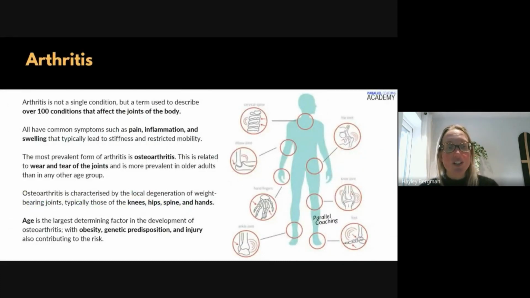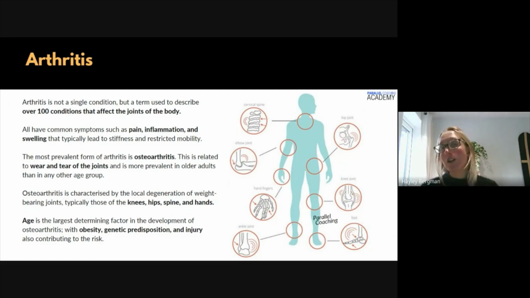So first of all, arthritis is not a single condition, but it's a term used to describe over 100 conditions that affect the joints of the body. All of the common symptoms between all of these conditions is pain, inflammation, and swelling that typically lead to stiffness and a restriction to mobility.